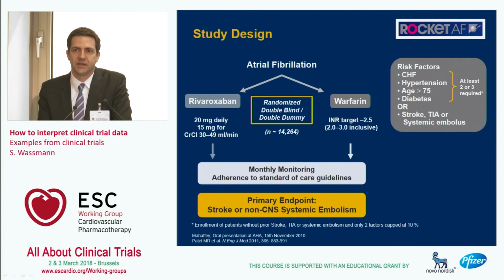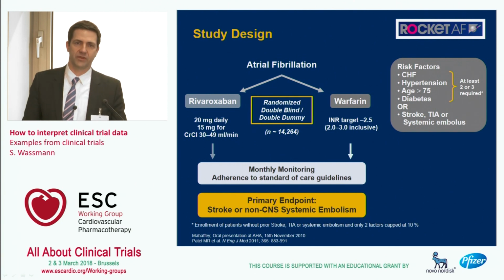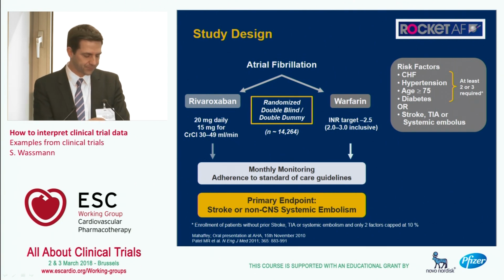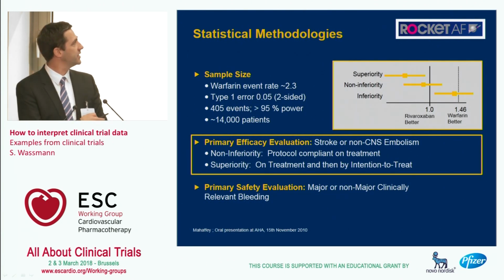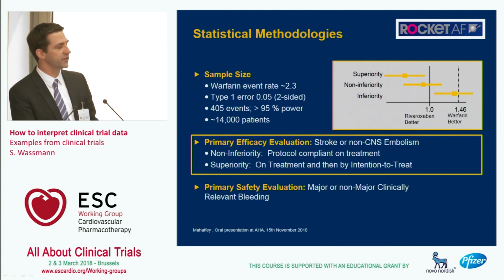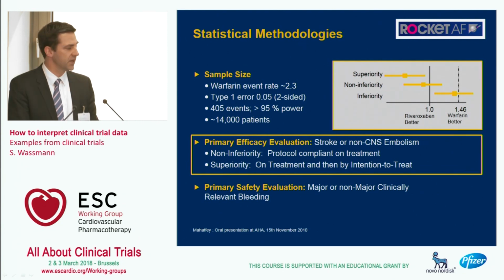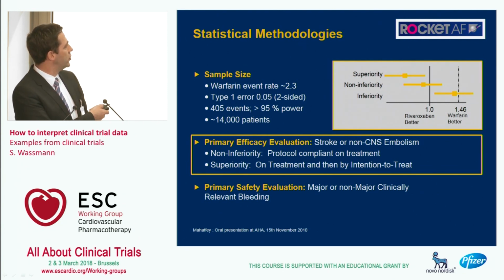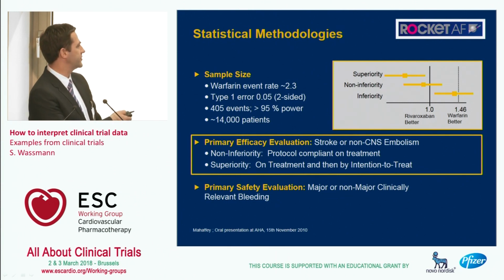This is anticoagulation for atrial fibrillation. This is the ROCKET trial, which tested rivaroxaban versus warfarin in patients with atrial fibrillation at increased risk. This was the statistical methodology. So you see something about sample size, primary efficacy evaluation. The primary efficacy parameter was stroke and non-systemic embolism. And you see here non-inferiority on treatment, superiority on treatment testing, and then intention to treat.